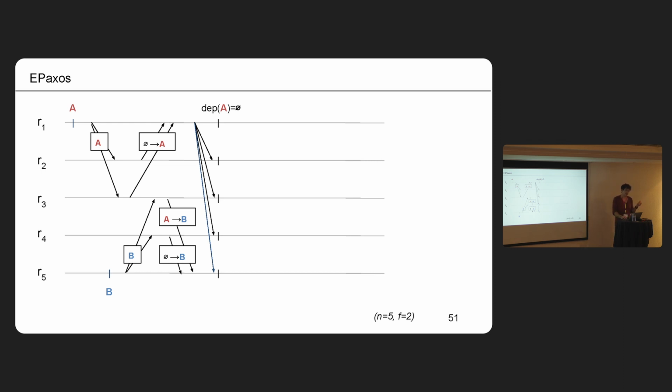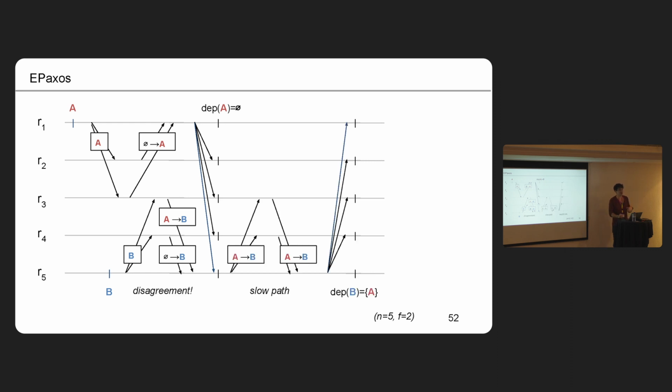So in that case, we must go storing the union of the dependencies that are being returned by the fast path quorum to a quorum of replicas. And this is called the slow path. So when disagreement occurs, we go to the slow path and we store the union. In that case, the union is simply A is a dependency of command B. Okay, and once we have done it, we broadcast this information in the system saying, this is a chunk of the graph. Just use it to execute the commands and update your data item.